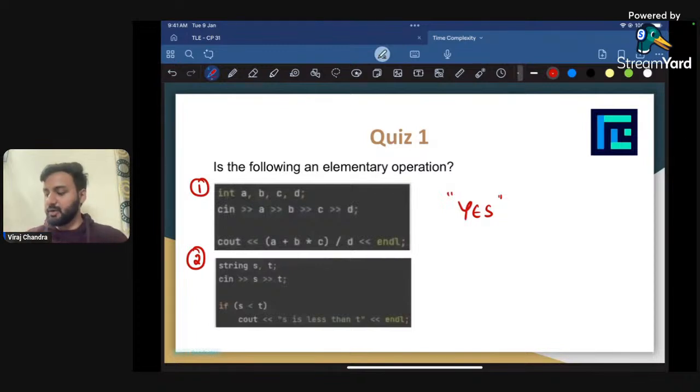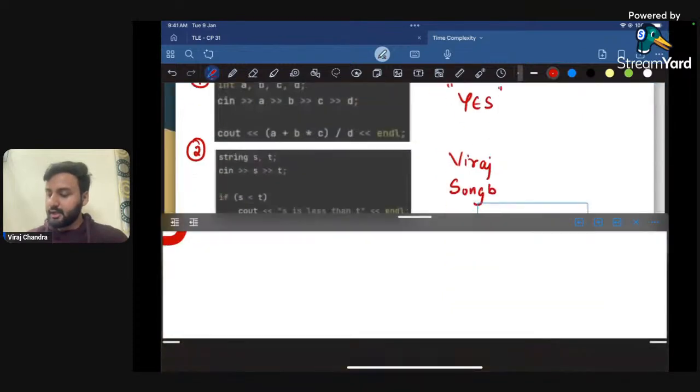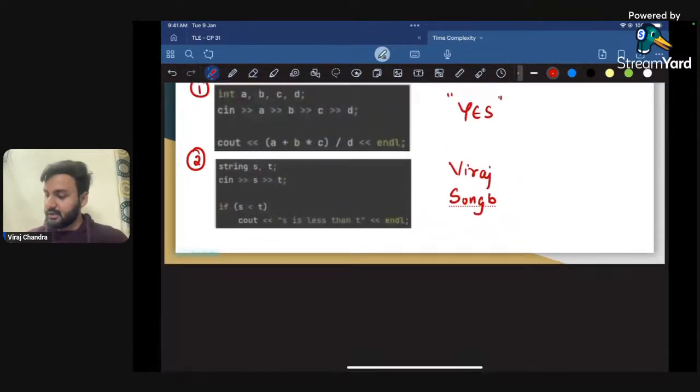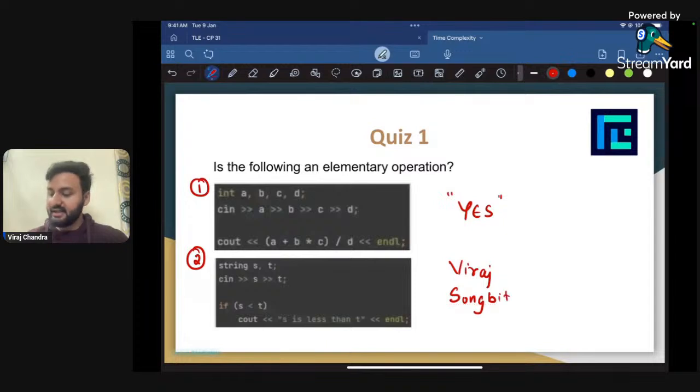If, let's say tomorrow, my name is Viraj, and let's say I have a name Songwith. Now if I say that I want to compare these two strings, basically s is less than t, then this is not going to be an elementary check. Why? Because in the computer, what will happen is that the computer is going to go to every character one by one and make a comparison. Okay, is V and S same? Okay. Is I and O same? Next letter? No. Is R and N same? And so on, so on, so on.